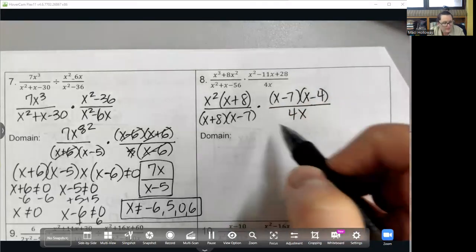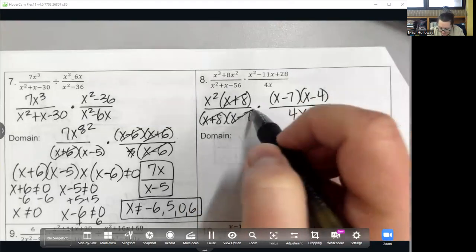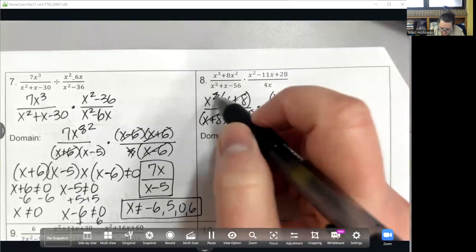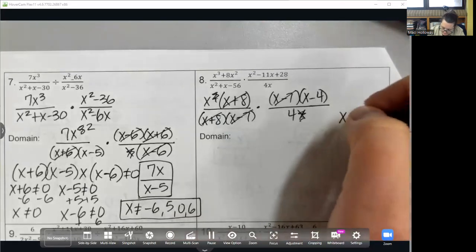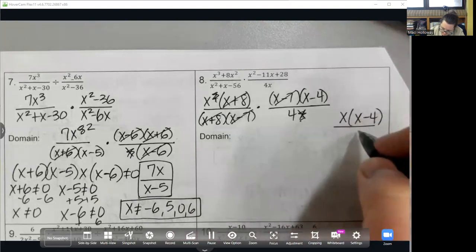All right. Anything on the top can cancel with anything on the bottom. So we can cancel the x plus 8, x minus 7. One of the x's down here can cancel with one of the x's up there. What's on top? We have x times x minus 4. And on bottom, we just have a 4. It's nice.